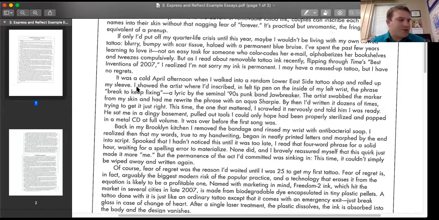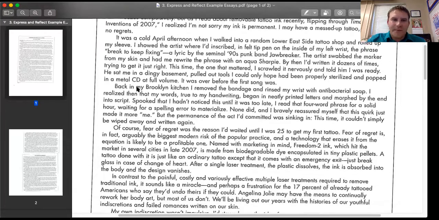So there she does. She's putting us in her experience of getting this tattoo. Now she's going to continue to express what happened when she got home.